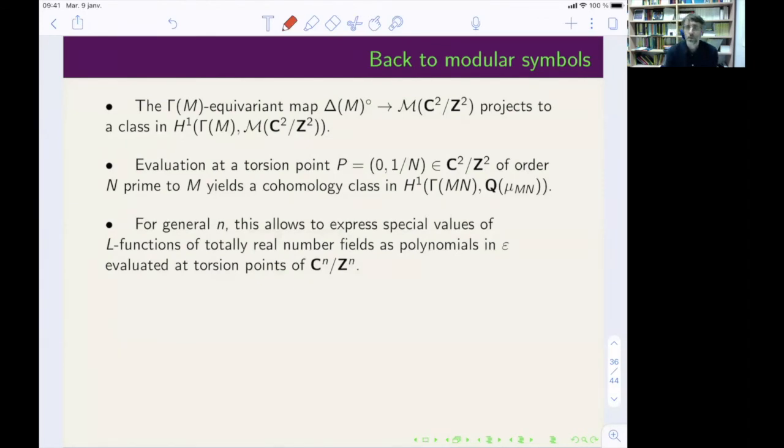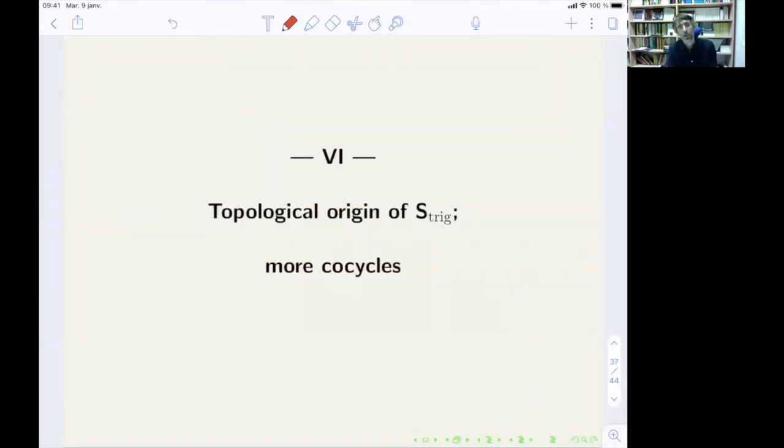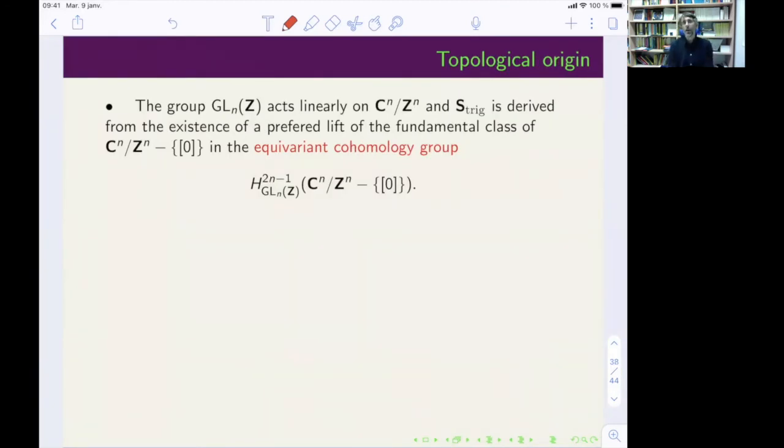And if you give me two more minutes, I now want to conclude with a more general situation and advertise what I will say next week. What I will explain next week is the topological origin of this cocycle and how it leads to more results on the arithmetic side. And the topological origin comes from the existence of some nice cohomology class. And in fact, this cohomology class comes from the following construction.